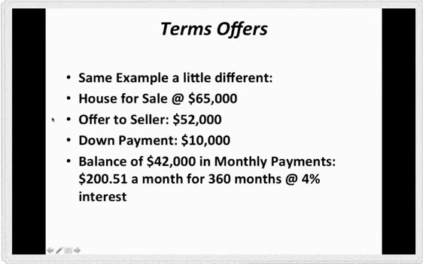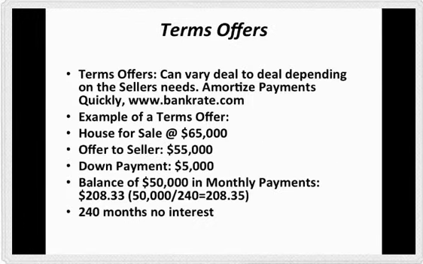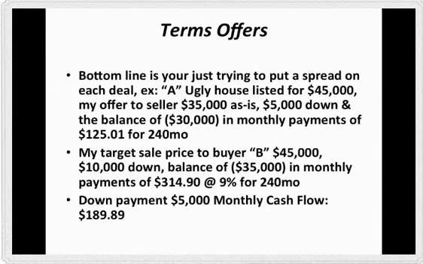So we're going to jump right down here to the second transaction. And my target sale price to the buyer is going to be $45,000 with a $10,000 down payment and the balance of $35,000 and monthly payments of $314.90 at 9% interest for 240 months. And you know what? A lot of investors would take this deal because this is $35,000 they do not have to come up with. And investors don't mind paying a little bit more in interest because it gets the deal done and it gets their payment low.